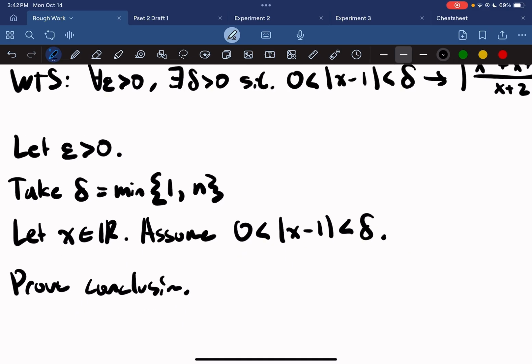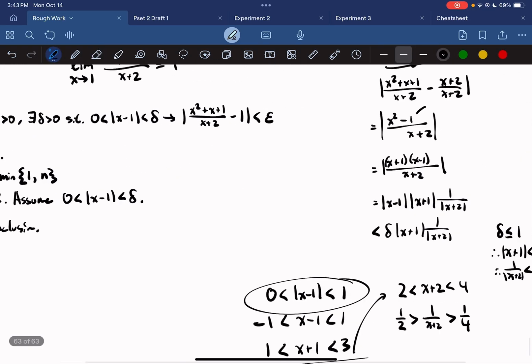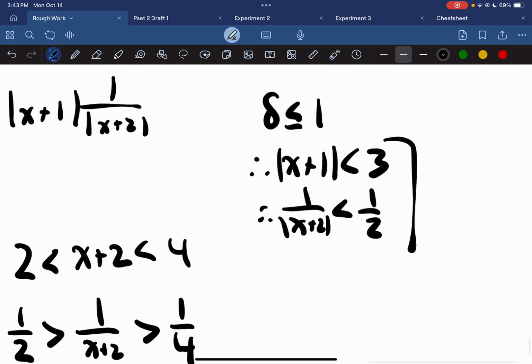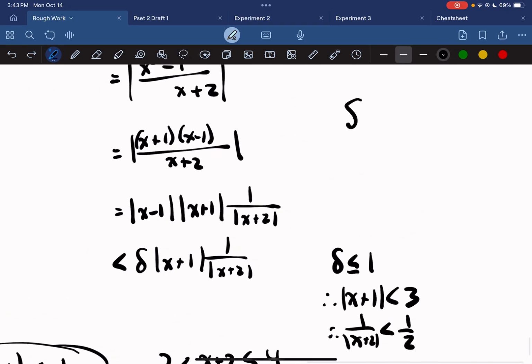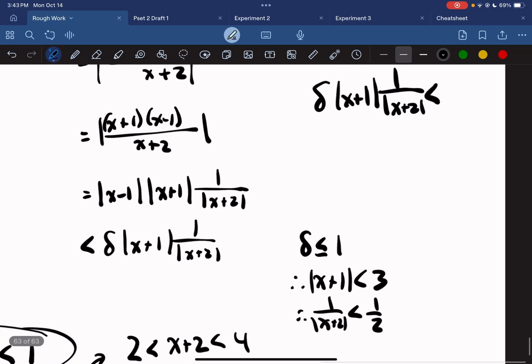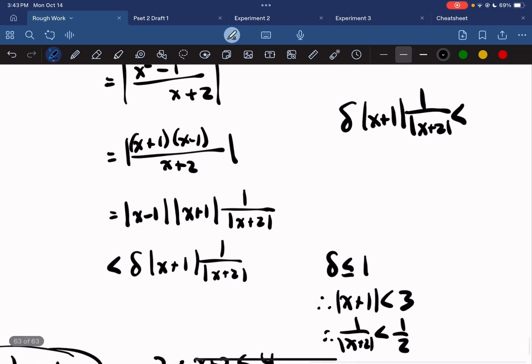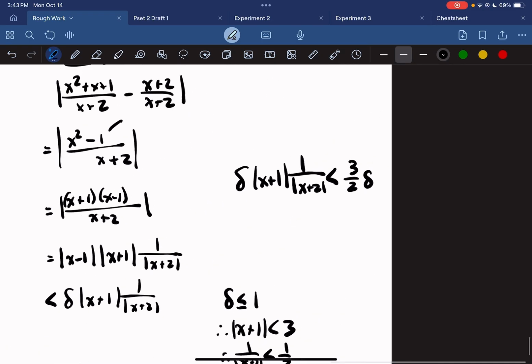So either way, delta has to be less than or equal to 1, right? Because if n is greater than 1, then it'll just choose 1 as delta. And then this statement still holds true. So as long as we choose delta as the minimum of 1 and some other number, then we know that these two statements must be true. And would you agree that that means delta times the absolute value of x plus 1, times 1 over the absolute value of x plus 2, must be less than 3 times 1/2 times delta? In other words, 3 over 2 delta. This should make sense.